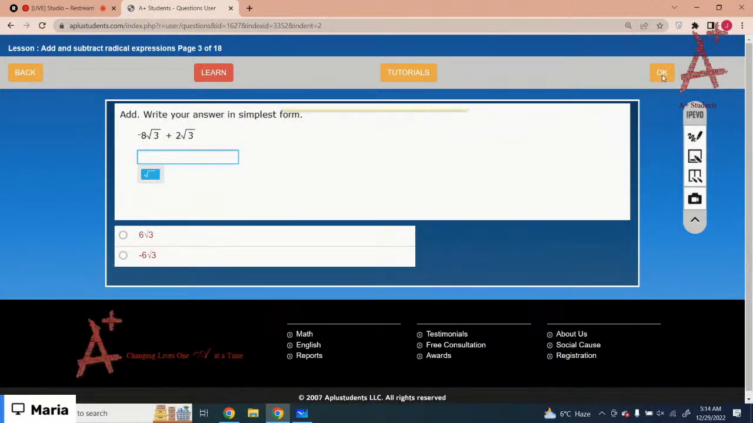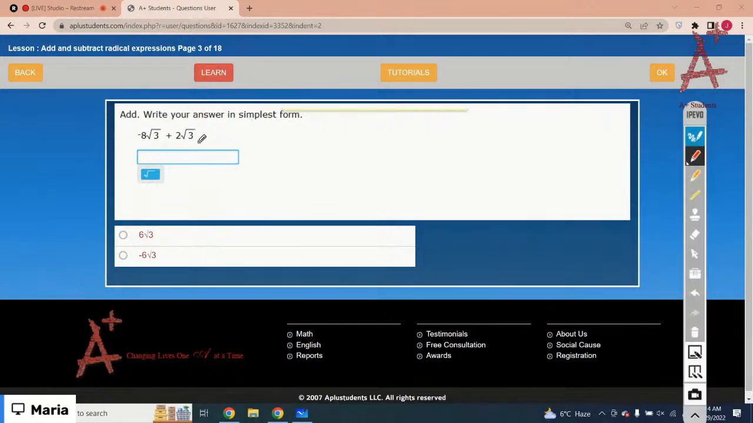Okay, the next one is add, write your answer in simplest form. Negative 8 square root 3 plus 2 square root 3. You can take out common square root 3. You're left with negative 8 plus 2. Got it? So negative 8 plus 2 is negative 6. So it would be negative 6 square root 3. Got it? So just select the correct option and click on the OK button.